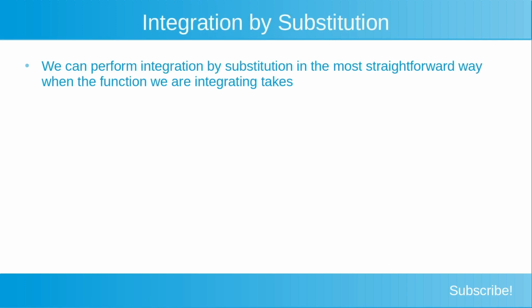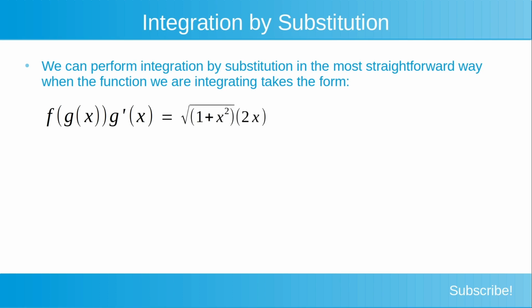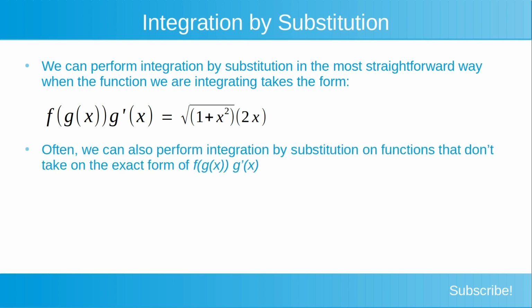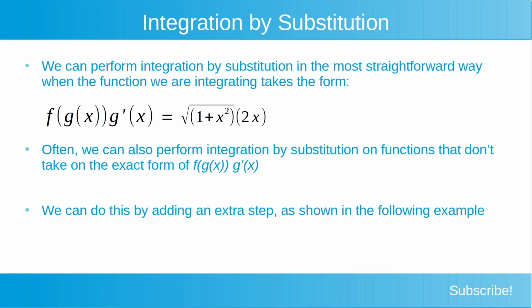We can perform integration by substitution in the most straightforward way when the function we're integrating takes the form f of g of x, g prime x, such as in our previous example where we integrated the square root of 1 plus x squared multiplied by 2x. Often, we can also perform integration by substitution on functions that don't take on the exact form of f of g of x, g prime x. Now we can do this by adding an extra step, as we're going to see in the following example.